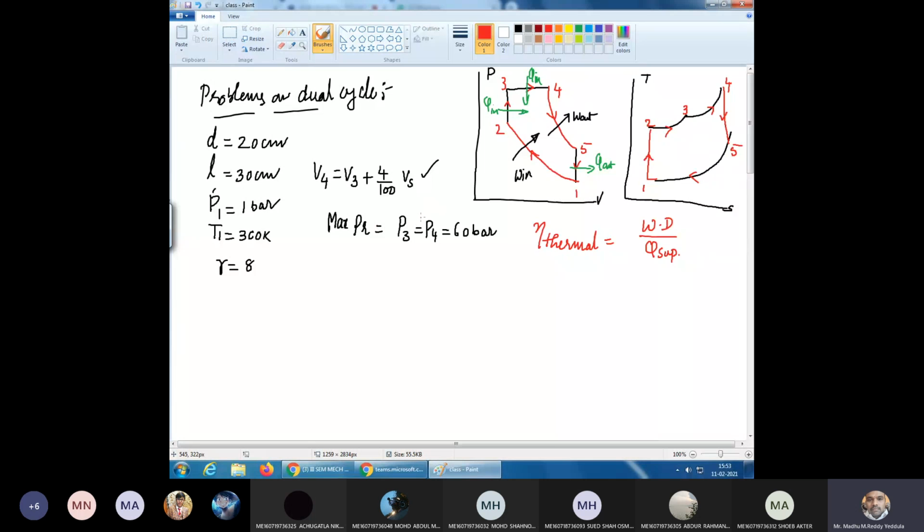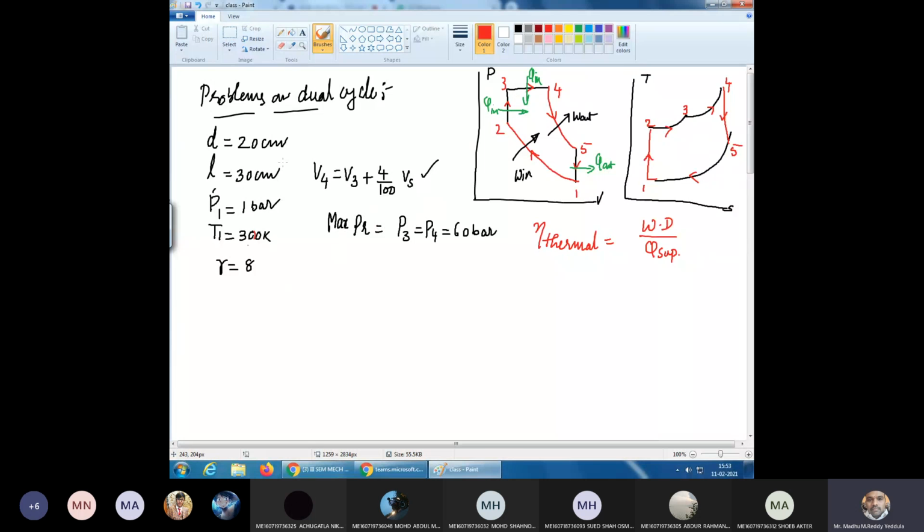How to calculate work done? Work done is equal to heat supplied minus heat rejected. This means you need to calculate heat supplied and heat rejected, so you should know the temperatures at points 2, 3 and 4. Here you know the temperature at 1, the inlet temperature, and T2 we don't know. So first we should calculate the T2 temperature.